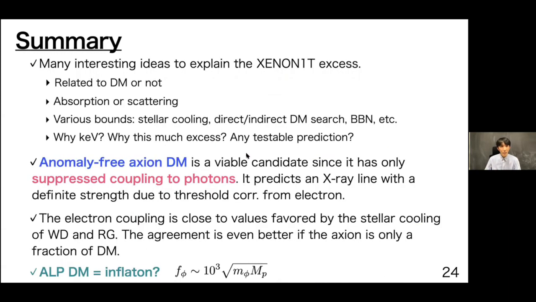Okay. So let me wrap up my talk. Many interesting ideas have been proposed to explain the XENON1T XS, and they can be classified according to these points. And here I focus on one of such viable scenarios, namely anomaly-free axion dark matter. Thanks to this anomaly-free nature, it has a very suppressed coupling to photons. And it does predict an X-ray line with a different strength because the threshold correction is always dominated by electrons. And this suggested electron coupling satisfies the stellar cooling bound. And also, interestingly, it may be that the axion-like particle explains both dark matter and the inflaton. Okay, that's all. Thank you very much for your attention.